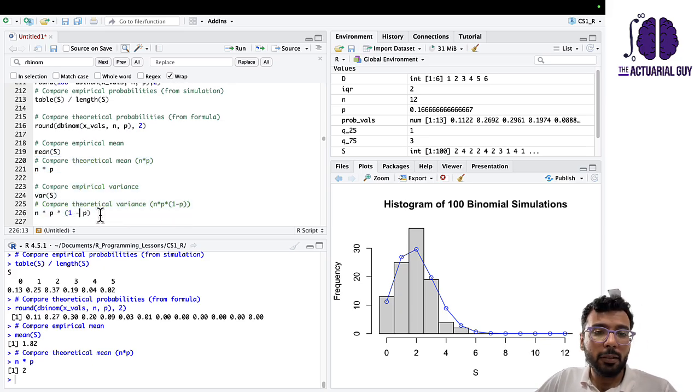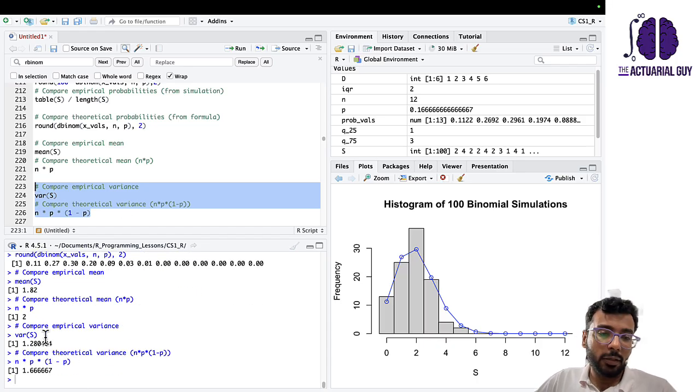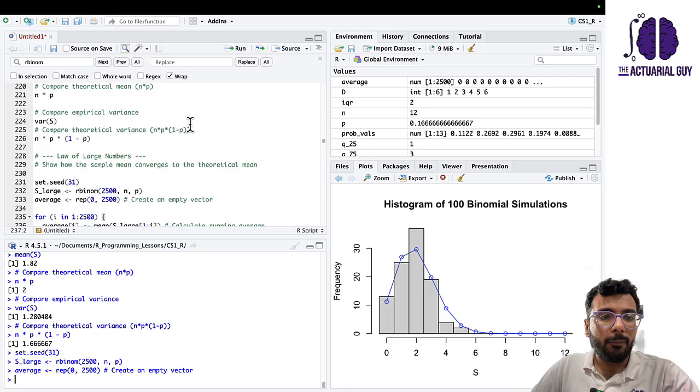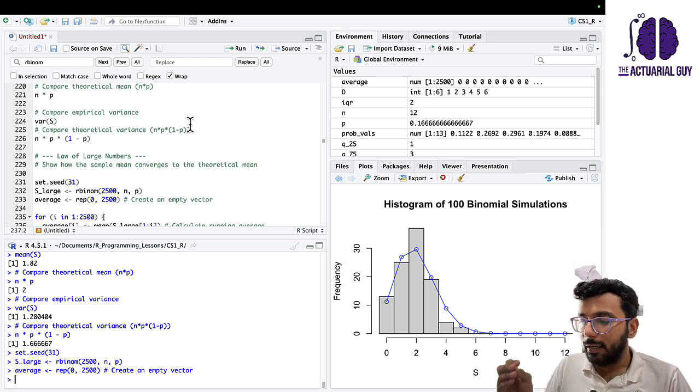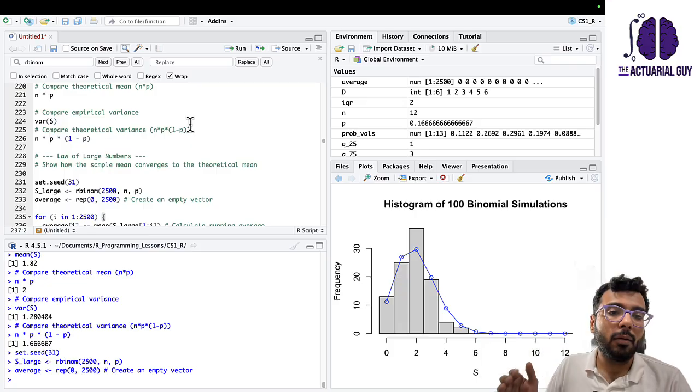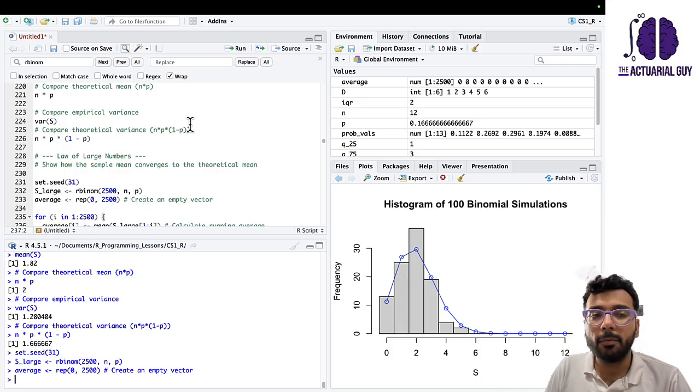Similarly, for the variance, npq or np(1-p), if you compare it with the variance of S, your variance has also come out to be lower than what you would have expected. Our mean and variance have come out different from what we would have theoretically expected. The law of large numbers says that as you increase the sample size, your empirical mean will converge to your theoretical mean. So this is something I want to show you.